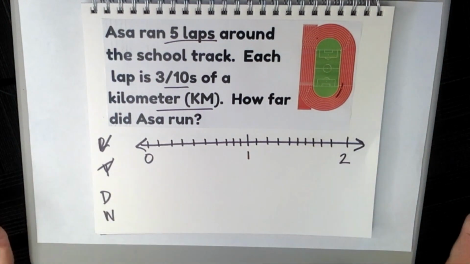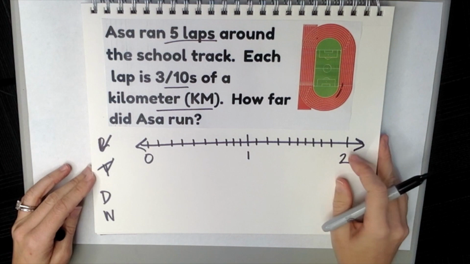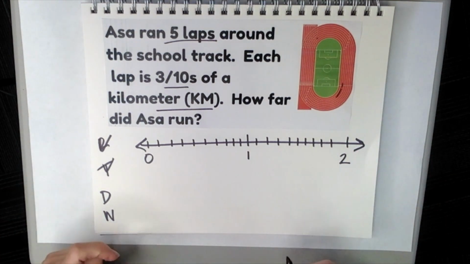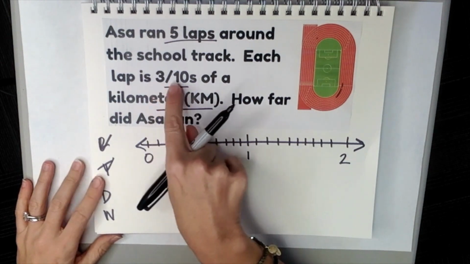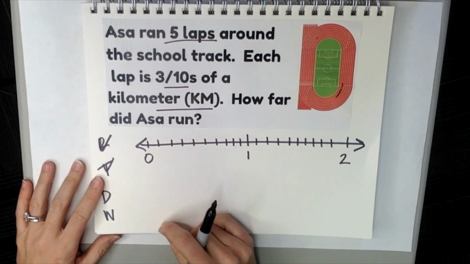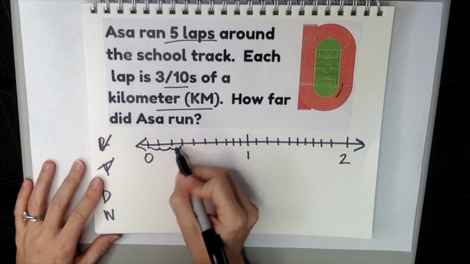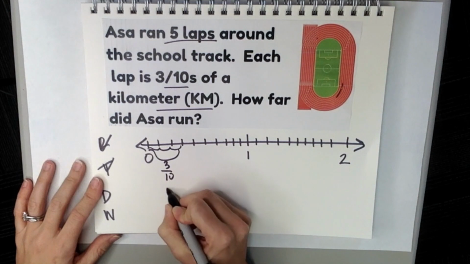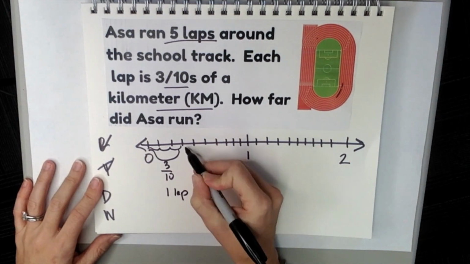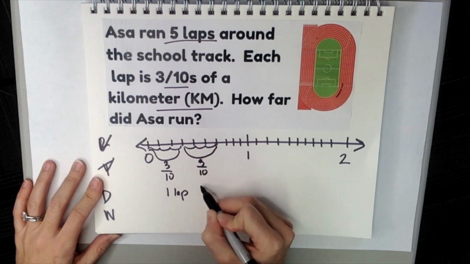When you draw it yourself, it's a little hard to get it perfect. It's good to use number models or number lines that your teacher might have for you to help you get it accurate. So let's jump 3/10 5 times. So 1, 2, 3. So that's 3/10. That's 1 time, 1 lap. 1, 2, 3, 3/10. That's the second lap.